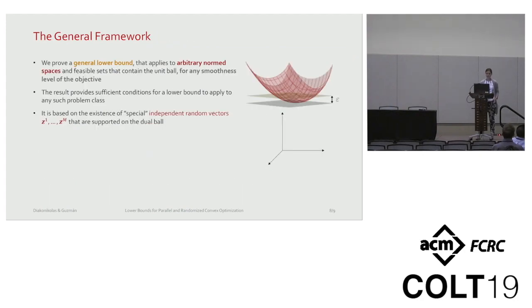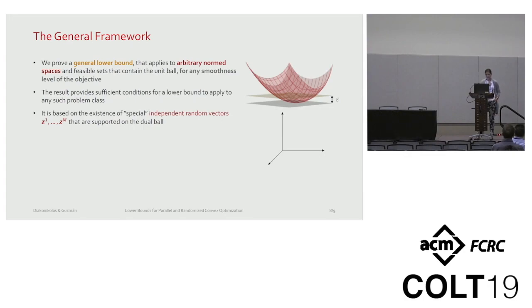Now, I want to say a few quick words about the techniques. What we do is we prove a general lower bound. So we give a theorem that applies to arbitrary norm spaces and for any smoothness level of the objective. And what we require is that the feasible set contains the unit ball measured with respect to the norm that you fixed. So the way we get all these results for the Lp geometries is just by applying this theorem, by showing that we can satisfy the conditions of the theorem.